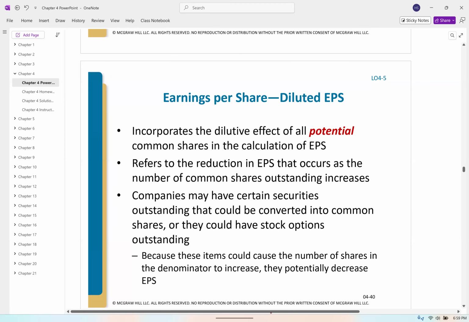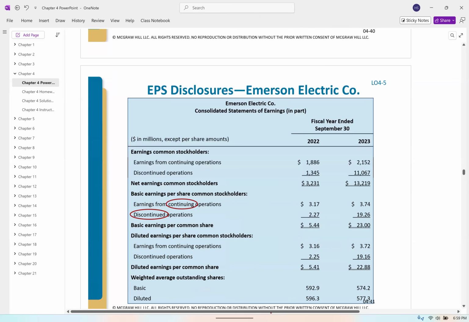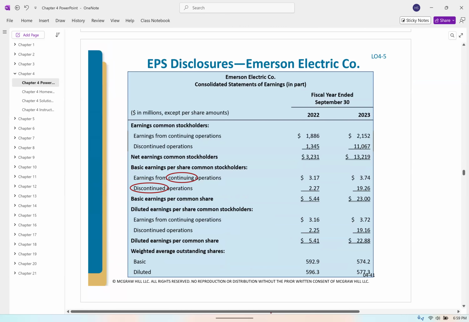And here we have the earnings per share disclosure for Emerson Electric, and you can see they have earnings per share from continuing operations. They also disclose that with discontinued operations because we are trying to tell our users every bit of information. Then they have the diluted. They did not really go through the calculation with us here. I believe we will do more of that in a chapter or two.